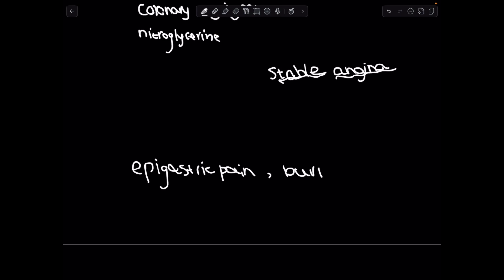So epigastric burning, you said. Epigastric pain, he feels burning, no weight loss. What other symptoms do we have?